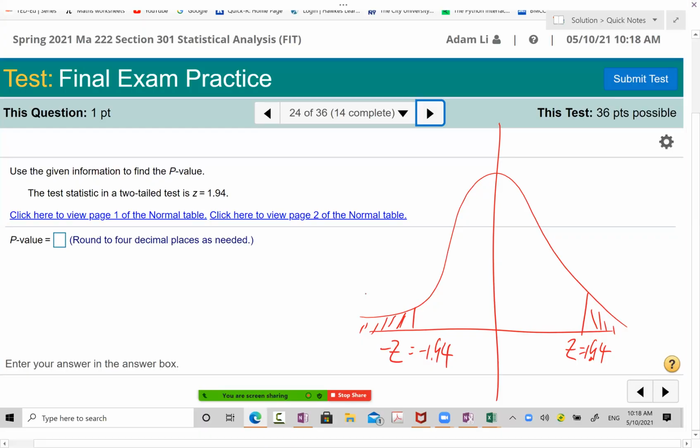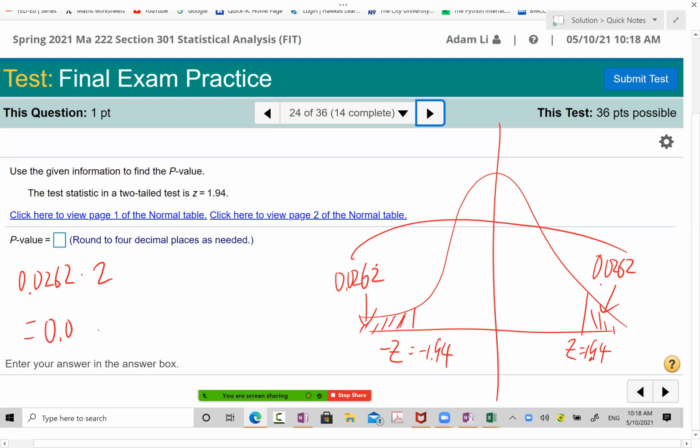So this is 0.0262. Because it's symmetrical, the area on the right tail is also 0.0262. If you sum up those, that's the p-value we're talking about. And this is what they call the p-value method. So adding 0.0262, or double that because it's two-tail.